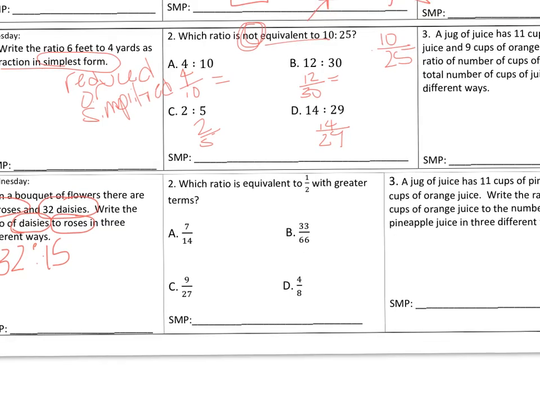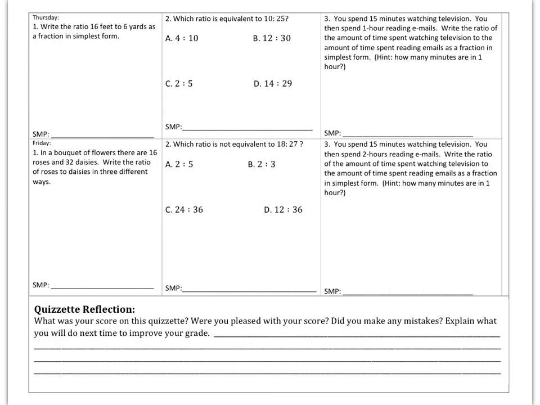All right, let's move on to the next part of our quiz. So again, you would fill out your Quizzette reflection at the very end of the week. In simplest form just means reduced or simplified. Make sure that you're annotating, circling key words. You have to make these into a fraction, reduce them, and see if it's equivalent. So for number 2 on Thursday, it's if it's equivalent. And this one is if it's not equivalent. Pay attention. All right, guys, have a good week.